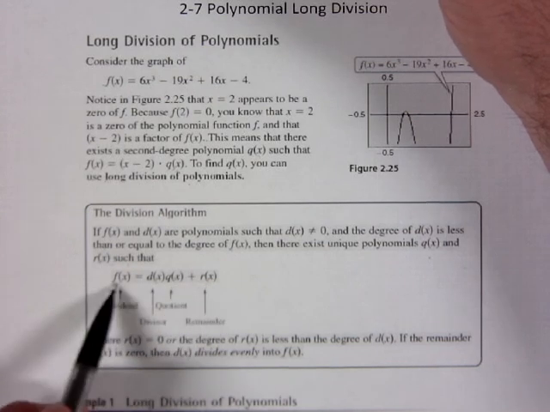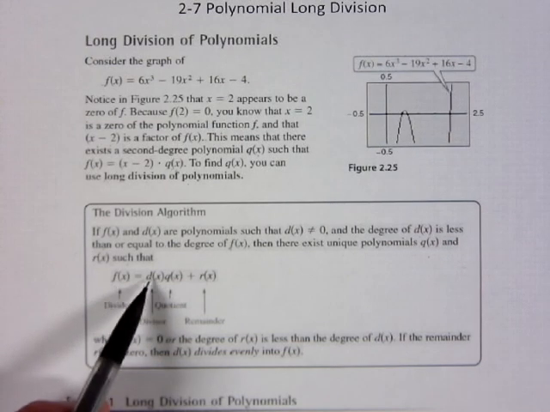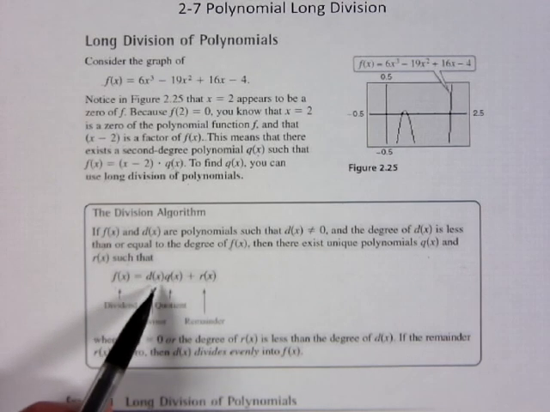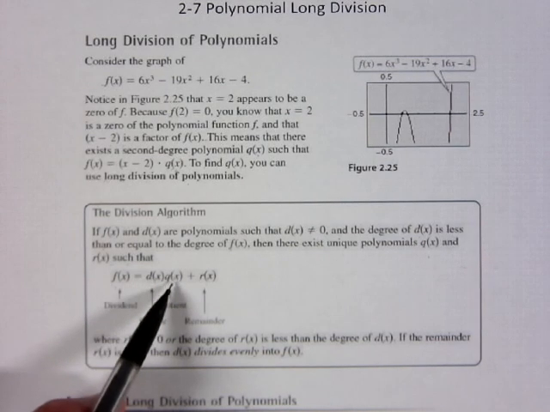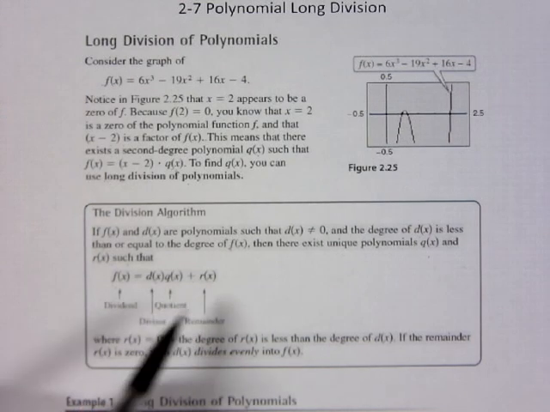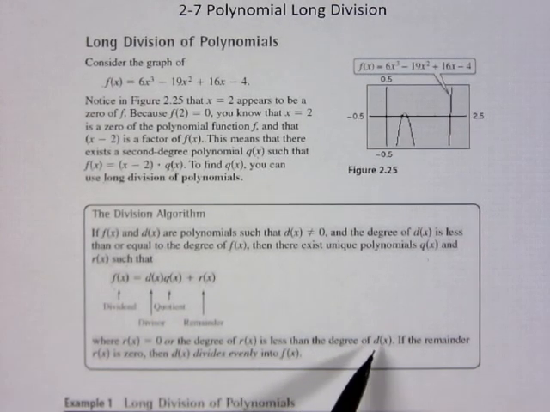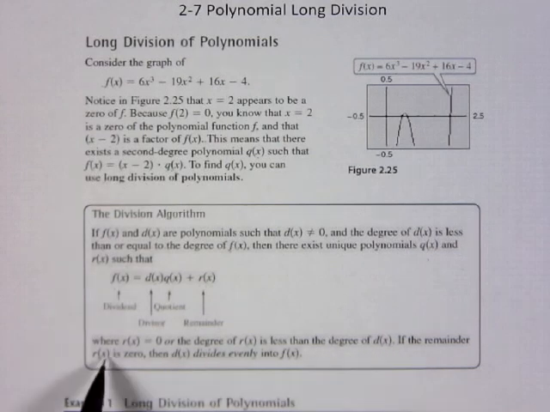All right, so the original function f of x, you've got d of x, which is your divisor, so the factor that you're dividing into it. Q of x is the quotient, what's left after you divide it out, and then r of x would be your remainder if indeed there is one. So where r of x equals 0, or the degree of r is less than the degree of d of x, and if the remainder r of x is 0, then you say that d of x divides evenly into f of x.